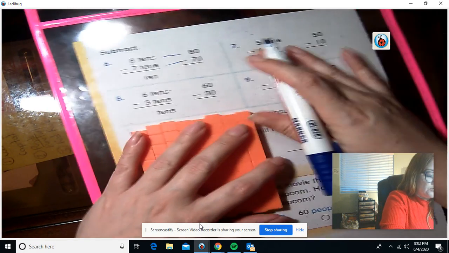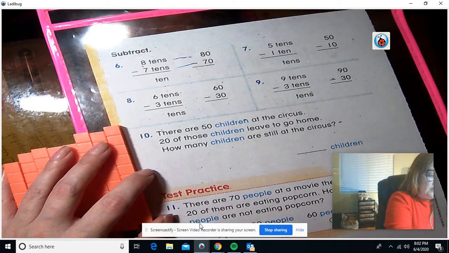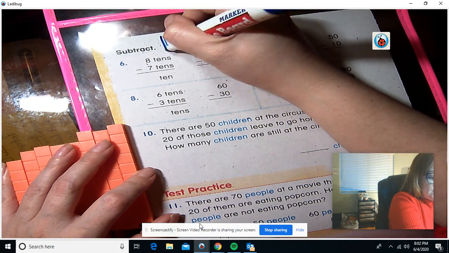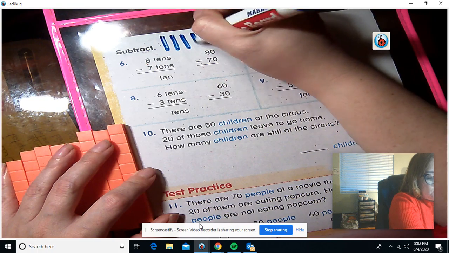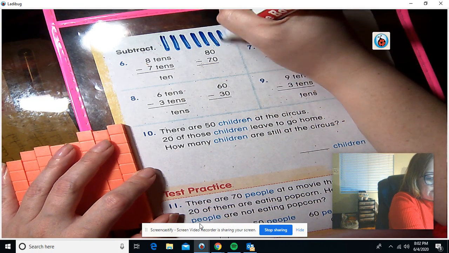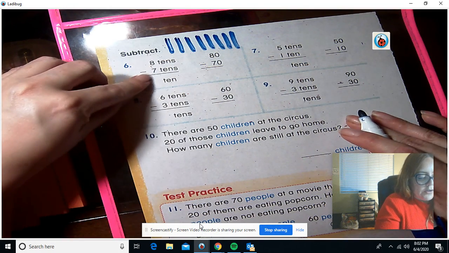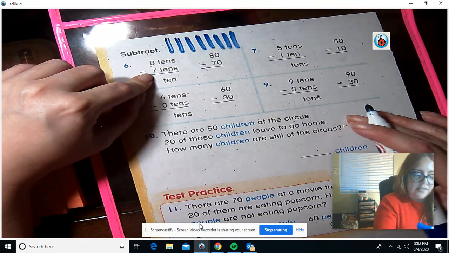So we can also draw our picture. Let's draw our picture up here. So I have 8 groups of 10. 1, 2, 3, 4, 5, 6, 7, 8. I have 8 groups of 10, and we're going to take away 7 groups of 10.